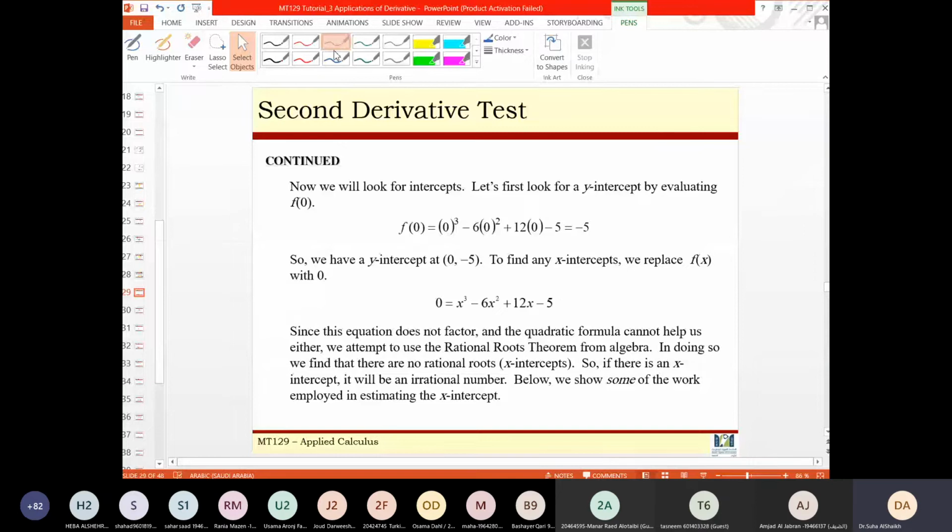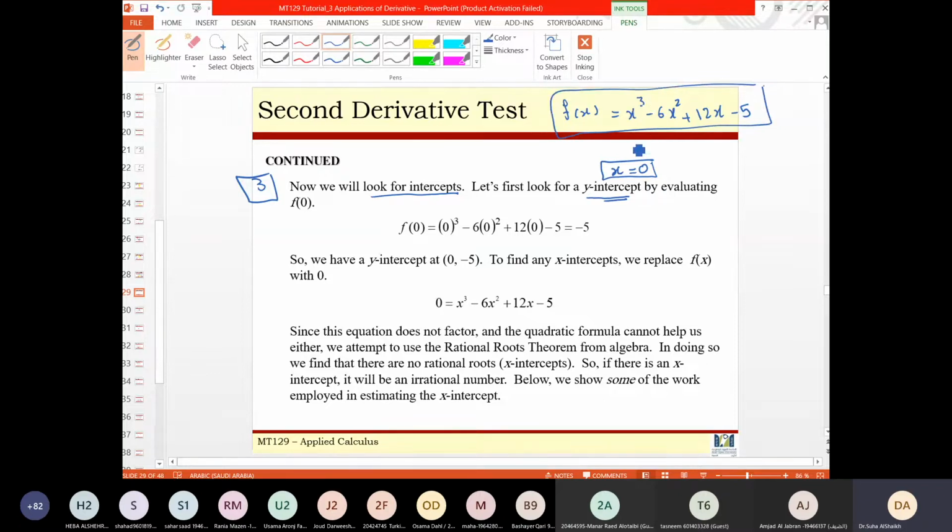And this is what they did. This is step number 3, looking for intercepts. First, I'm gonna do the y-intercept, and this happens, as we agree, when x is zero. So we go back to the function. The function is f of x equal to x to the power 3 minus 6x squared plus 12x minus 5. In the original function let x equal to 0. I will get 0 cubed, 6 times 0 squared is 0, 12 times 0 is 0, minus 5. The answer is minus 5.